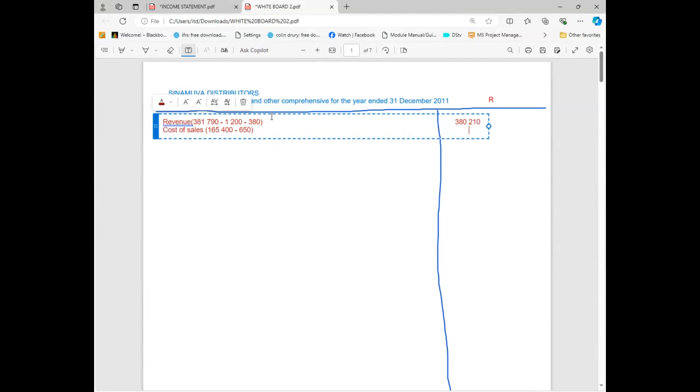So I got 164,750. Yes, I got the same one. Thank you. Don't forget the brackets. So brackets meaning we'd minus it from the 380. Yes, we're going to minus it from the 380.